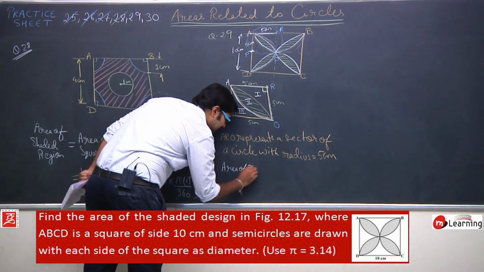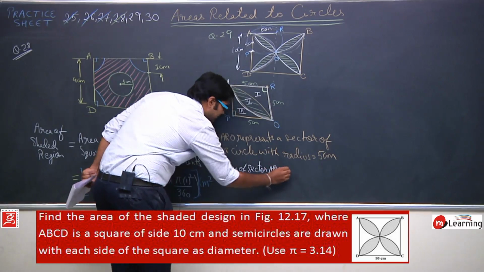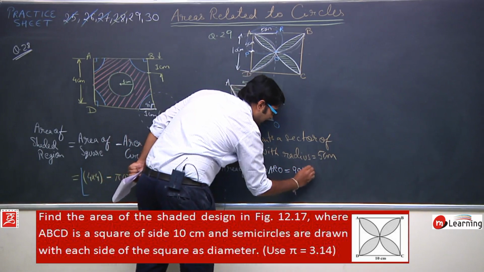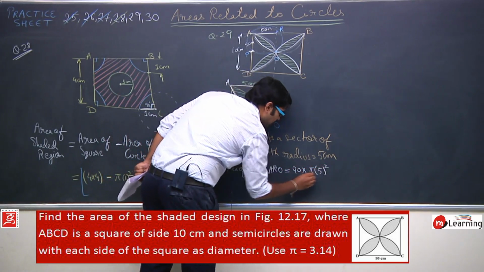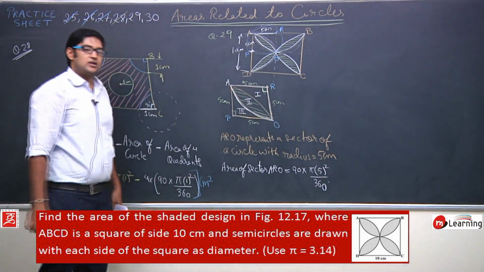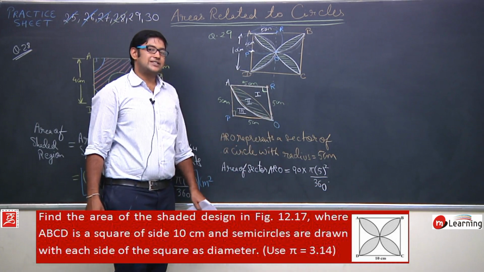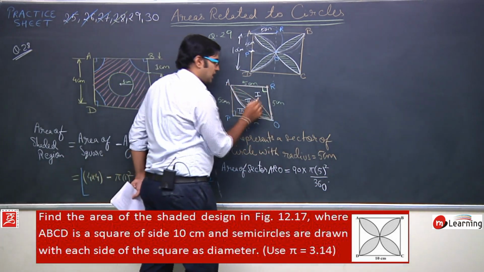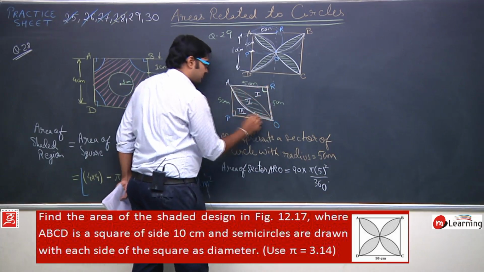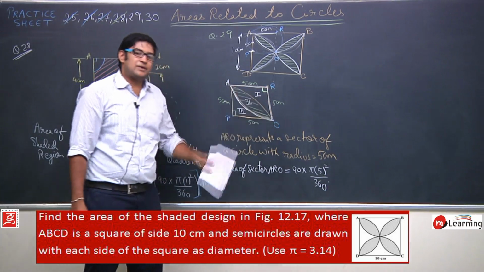of sector ARO is equal to theta into pi into r square upon 360 degrees. This will be known as the area of sector ARO, this region, this area. Okay. So now what does this sector represent?